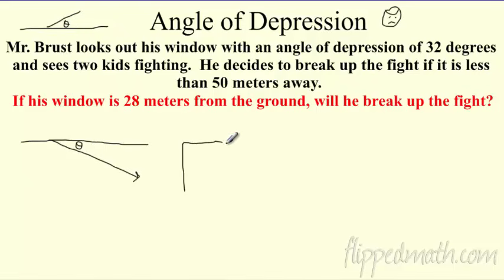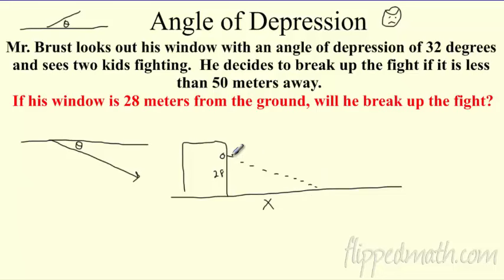So here's a building. I used to teach up on the second floor. So here I am hanging out, teaching up on the second floor. I look out the window, and somewhere out here there's a fight going on. But I'm pretty lazy. I want to know how far away it is from the building. I'm only going to break it up if it's less than 50 meters away, because I'm pretty lazy that day. Pretty great word problem here. And the window's 28 meters high. So let's say I'm up 28 meters in this building. I look out there, and the key is this angle of depression.